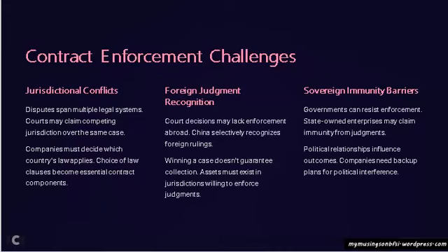Then comes the foreign judgment. Some court decisions may lack enforcement abroad. Then winning a case does not guarantee collection of funds because assets must exist in a jurisdiction that is willing to enforce the judgment and collect the proceeds. Then comes the immunity barrier. Some governments can resist enforcement. State-owned enterprises will claim immunity. Then political relationships influence the outcome. So a corporate needs to have backup plans.